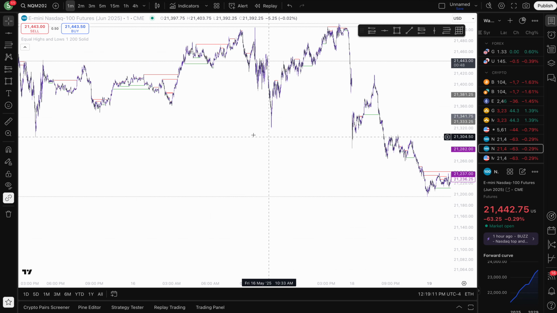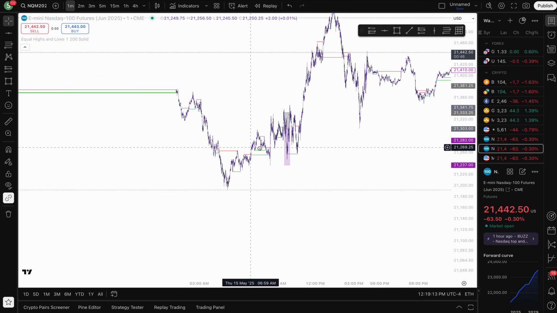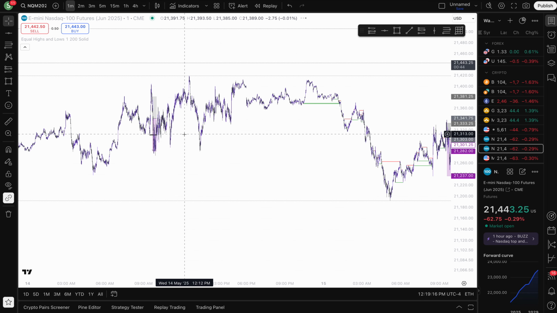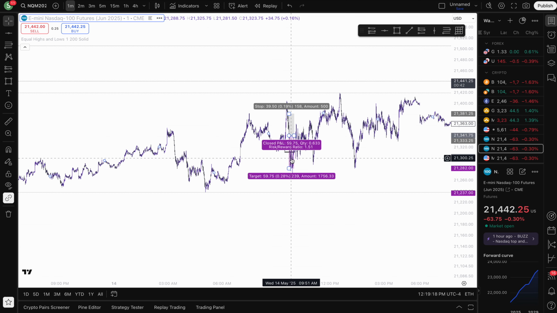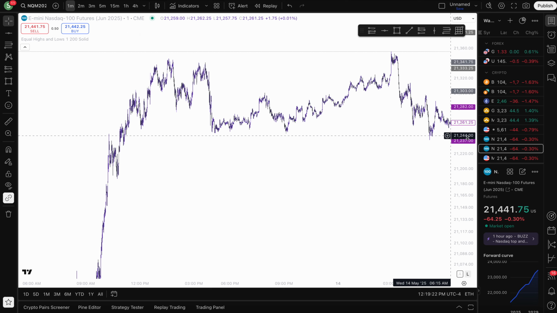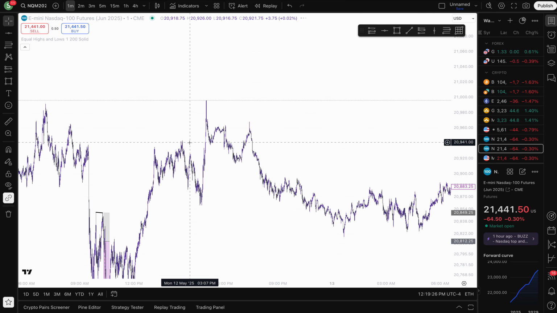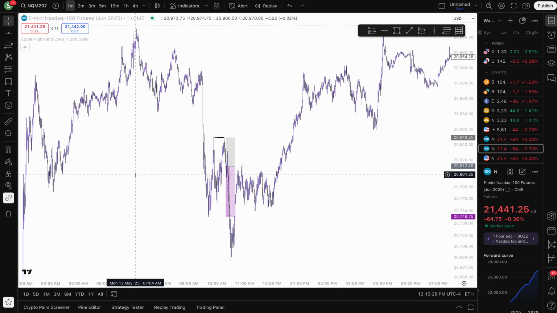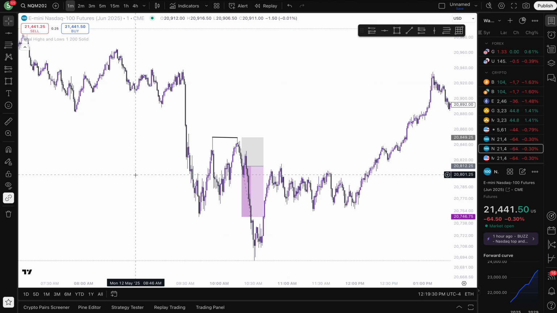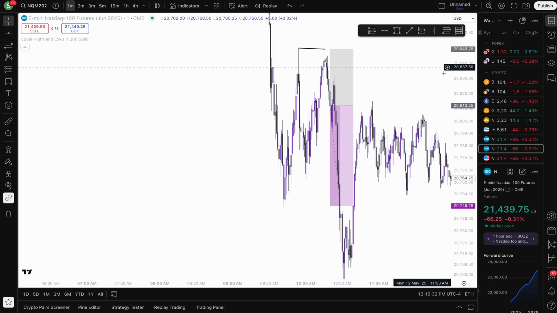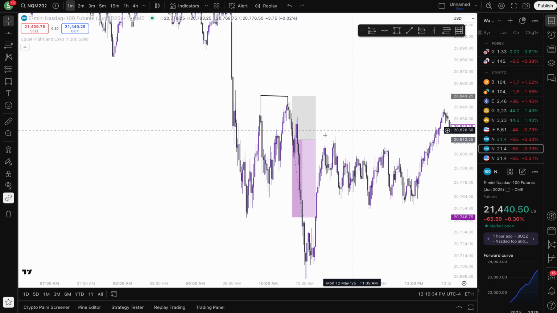There's a really good example I took last week. This is May 14th. There's a perfect example I took last week. I followed every one of those steps. So here, this was my trade.